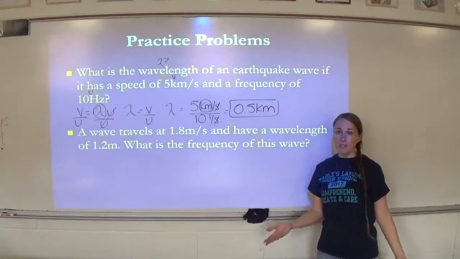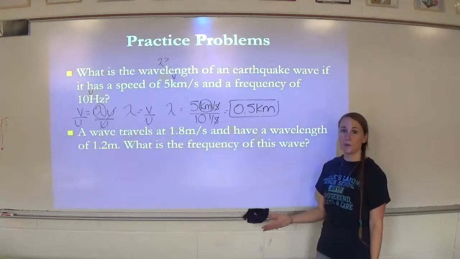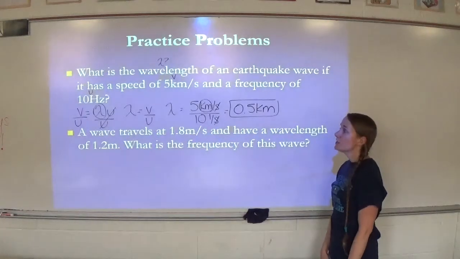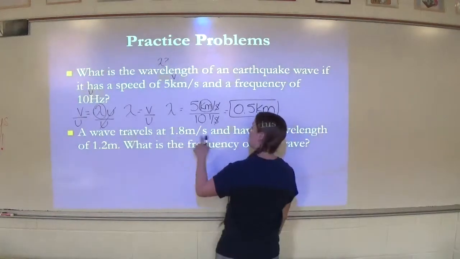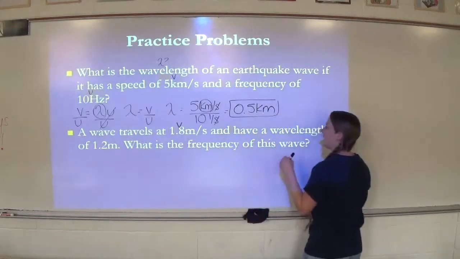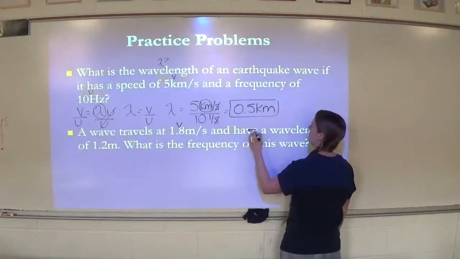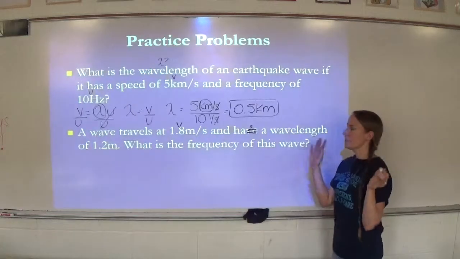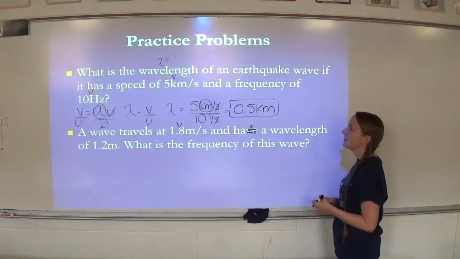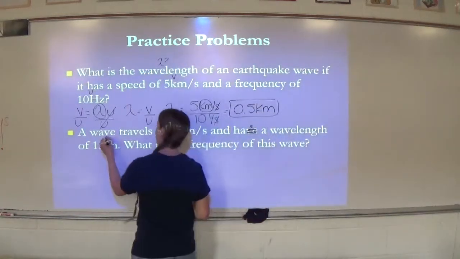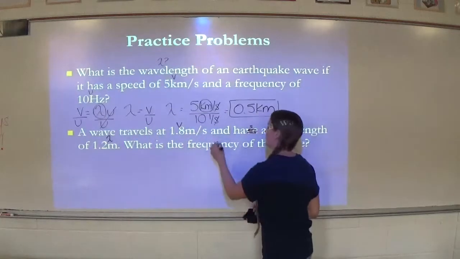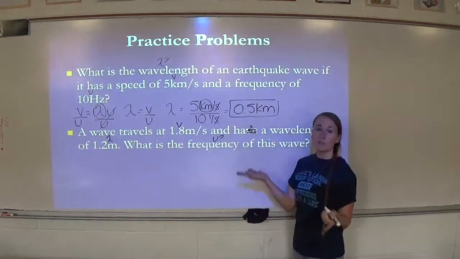All right, so maybe pause the video, try this bottom one, because you're going to have to rearrange, and let's look at it together. So it says a wave travels 1.8 meters per second, so that's its speed. And, this should say has. Oh well, typos. And has a wavelength of 1.2 meters. So there's my lambda. What is the frequency? So this time we're looking for frequency.